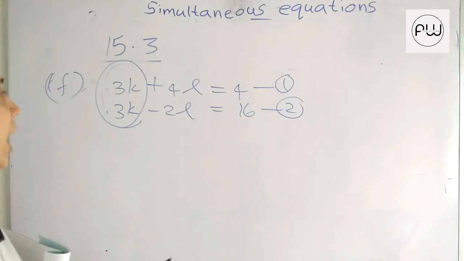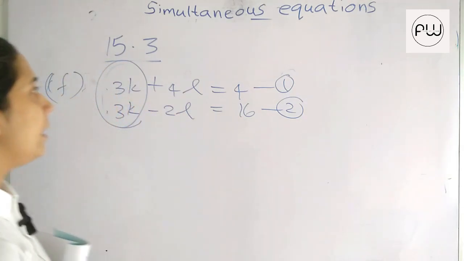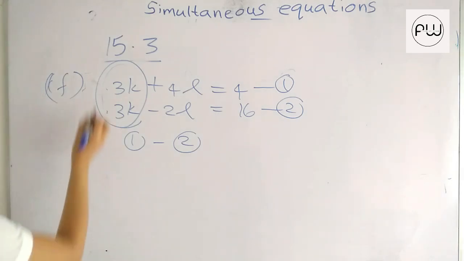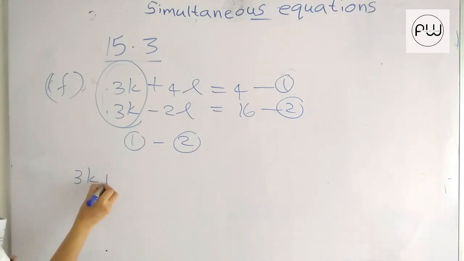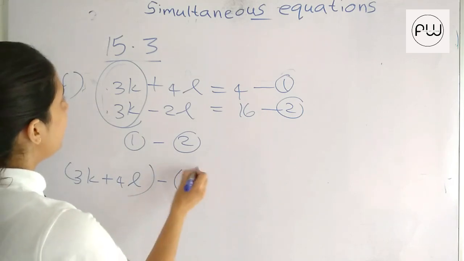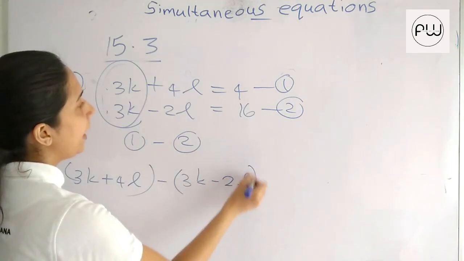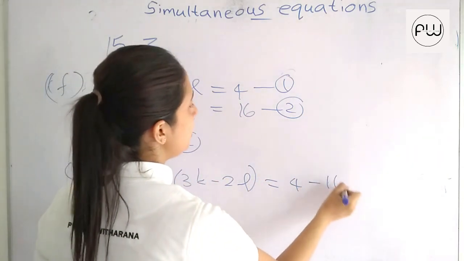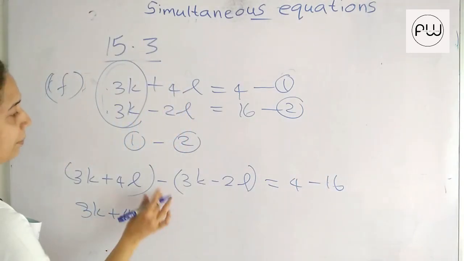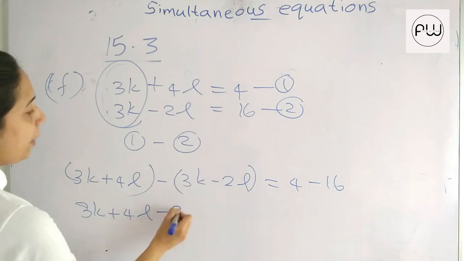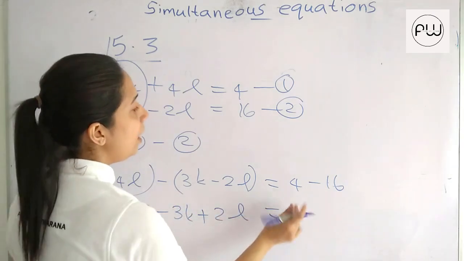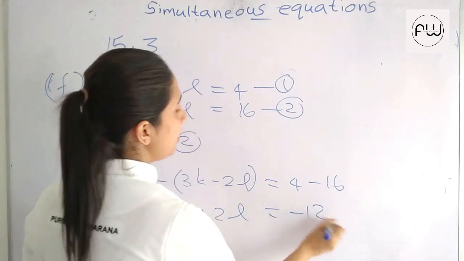Then we can subtract one equation from the other one. Then I am subtracting the second equation from the first one. Then the first equation is 3k plus 4l. Second equation 3k minus 2l equals 4 minus 16. Then let's simplify. 3k plus 4l, minus by plus it's minus, minus 3k, minus by minus it's plus, plus 2l, 4 minus 16 it's minus 12.